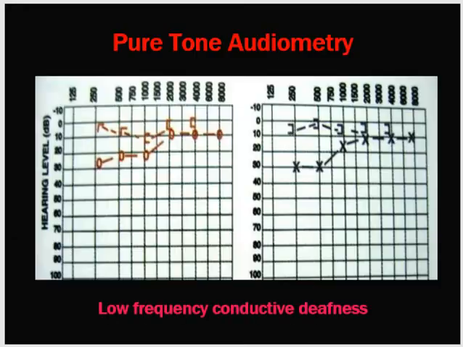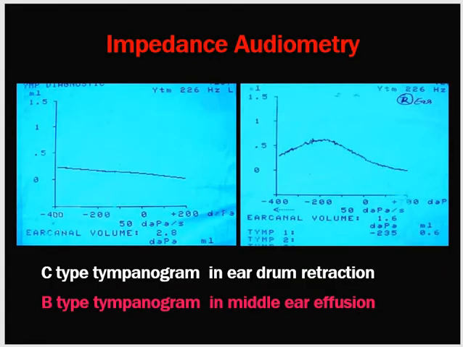The clinical examination is enough to make the diagnosis, but in certain instances we have to do investigations. And they are impedance audiometry. This shows low frequency conductive deafness. Fluid in the middle ear cavity acts as a mass, and the tympanic membrane might be stiff. Therefore, there will be low frequency conductive deafness in children with otitis media with effusion. In impedance audiometry, there will be a C-type tympanogram in eardrum retraction, that is early OME.